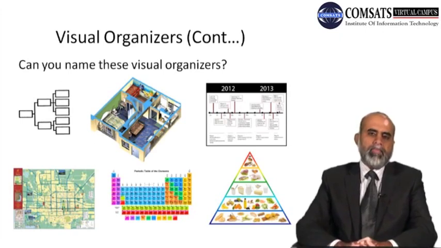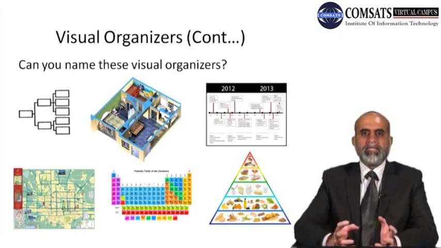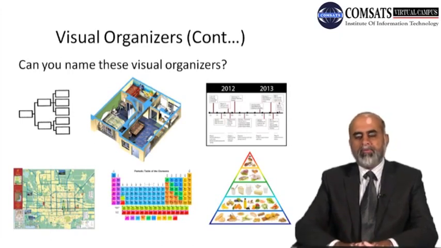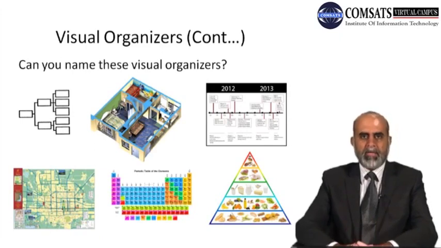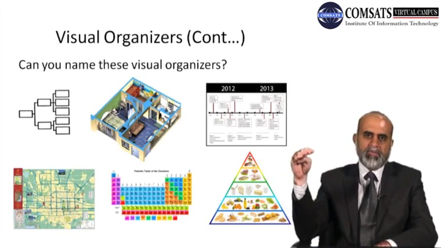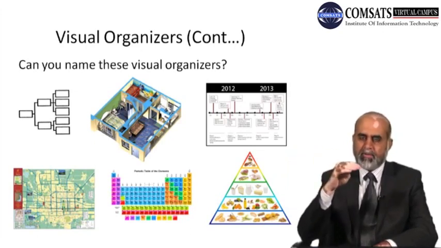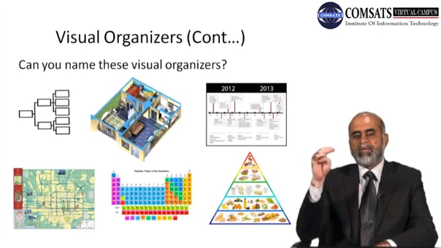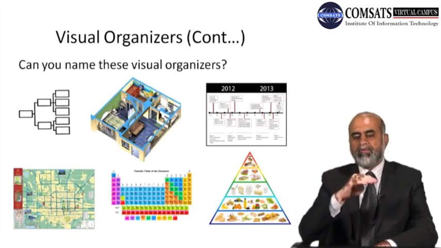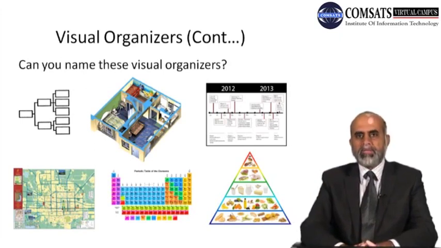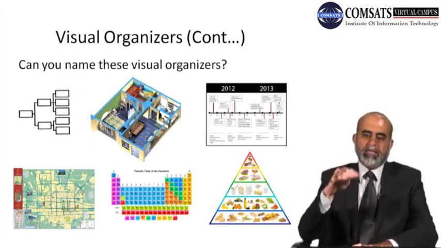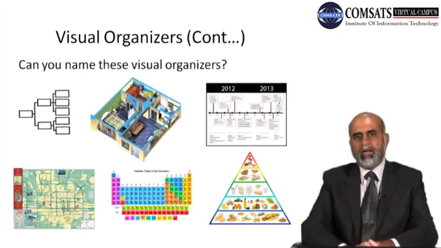A tree diagram is usually used to show the hierarchical structure of, let's say, the organizational structure of a company. At the top you have the chief executive or the general manager, and under the chief executive you have the manager finance, manager sales, manager production, etc. And under those you can have further hierarchy.